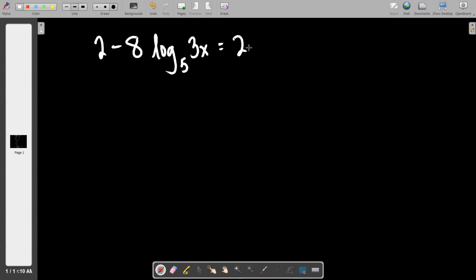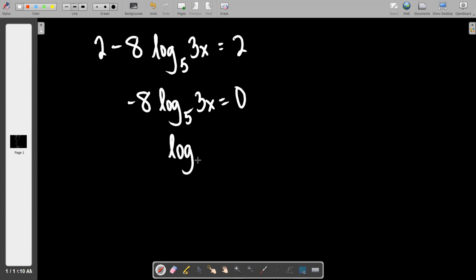So, a little more specific. Subtract the 2, and we're going to get -8 log base 5 of 3x equals 0. And then we have to divide by 8. So we get the log officially by itself: log base 5 of 3x equals, yeah, we divide by -8. You're going to get 0 no matter what you divide by, right? 0 divided by anything is 0. And then do your cycle.